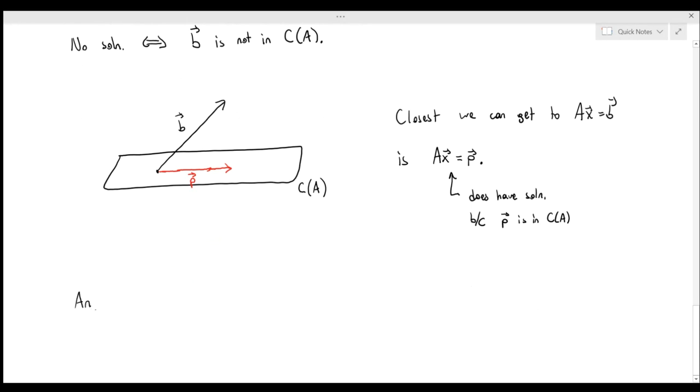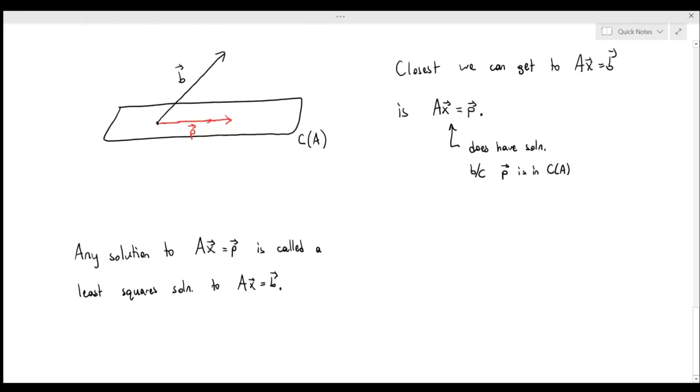All right, so any solution to this equation Ax equals p is called a least squares solution to the original Ax equals b, okay? And so you should think of the least squares solution as being the closest thing that you can find to an actual solution to this equation, okay?